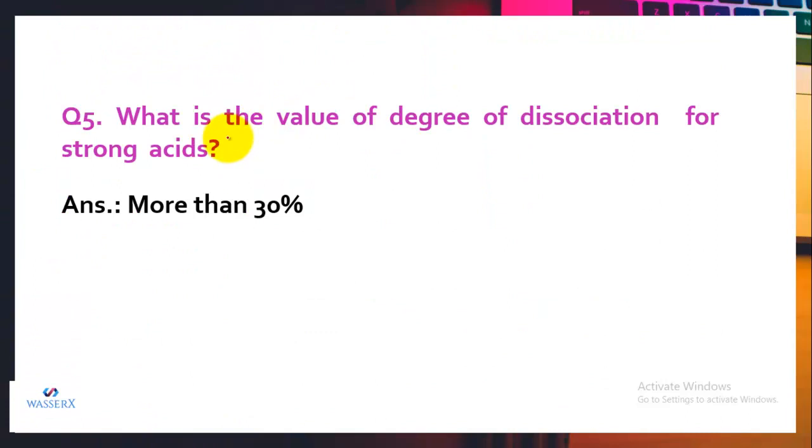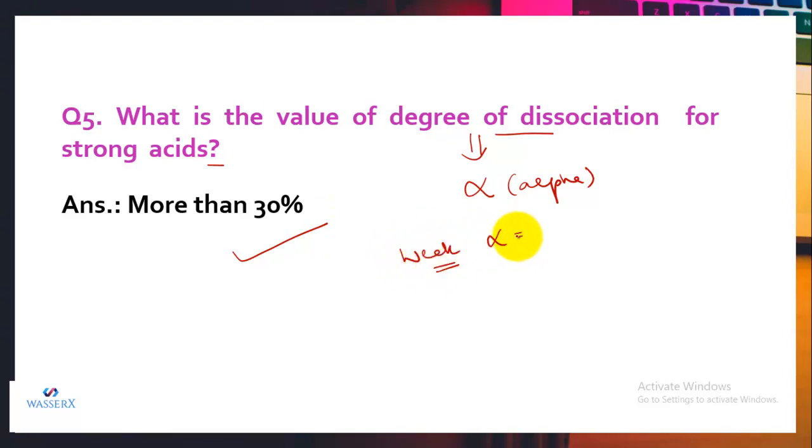Another question is, what is the value of degree of dissociation for strong acids? As we saw, there is a property called strength, that depends upon the number of hydrogen ions it is producing, or you can say, whether it is getting completely dissociated or partially dissociated. This property is given as the degree of dissociation, and it is represented by the symbol alpha. So for strong acids, this degree of dissociation is more than 30%, and for weak acids, alpha is less than 30%.